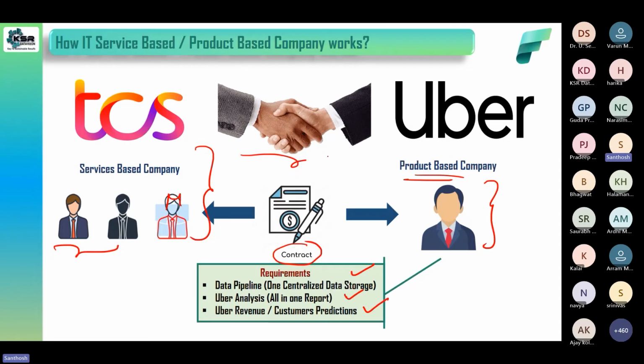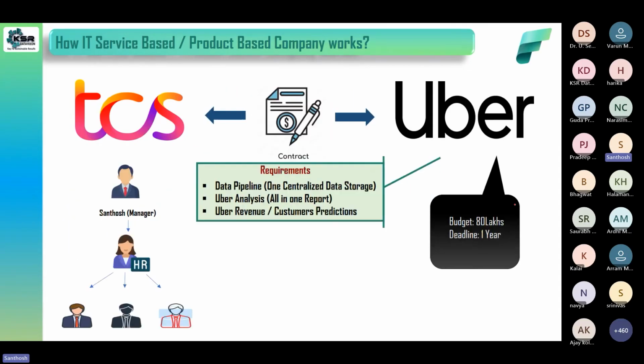Once the agreement is done, once the contract is done, they'll give a budget. Uber is saying, boss, if you build a project for me in the next 1 year, they are telling TCS that they have a contract, and they're saying, if you can do this project for me in 1 year and the project worth is 80 lakhs, let's sign up.